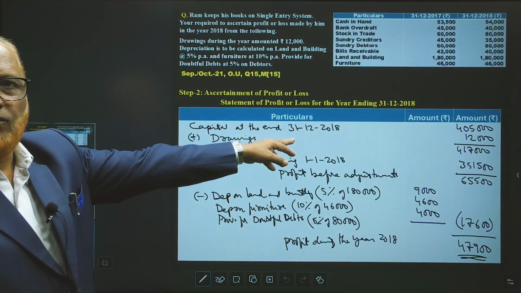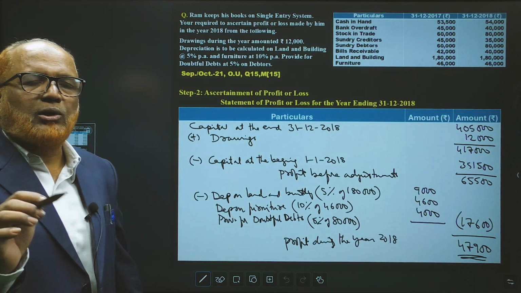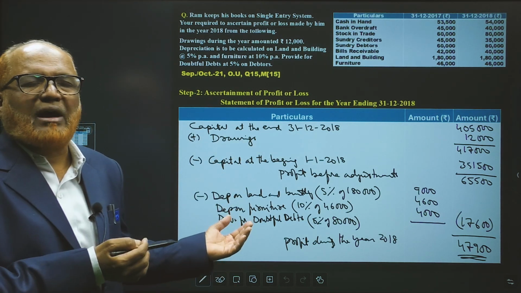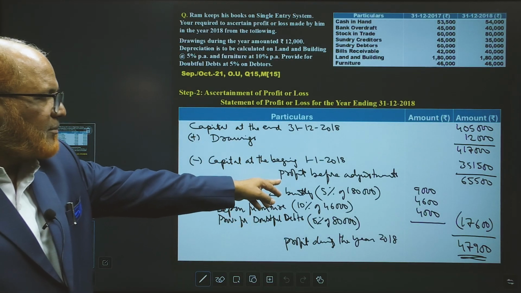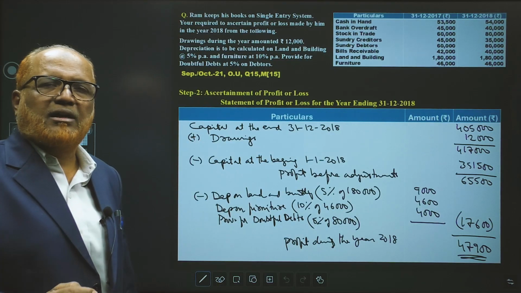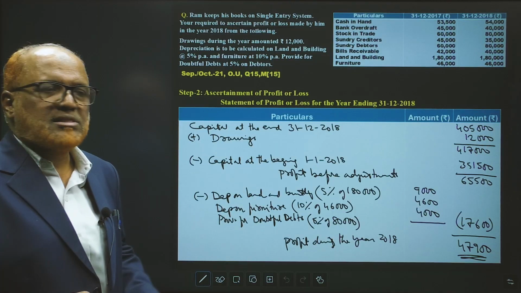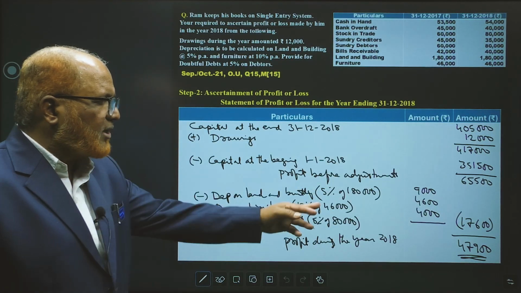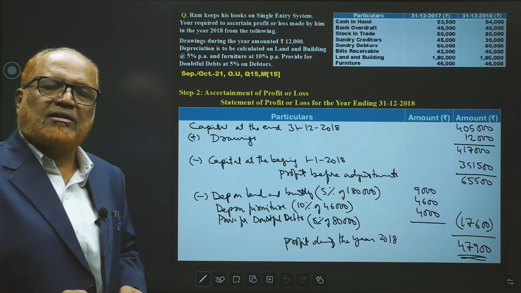Take the capital at the end of the year, add drawings. Less further capital introduced, if it is there in the problem, then we would have deducted. It is not there. Then less capital at the beginning of the year. Profit before adjustments. Three adjustments are given: depreciation on land and building, depreciation on furniture, and provision for doubtful debts. Subtract these three items, we'll get 47,900 as the profit earned during the year 2018.